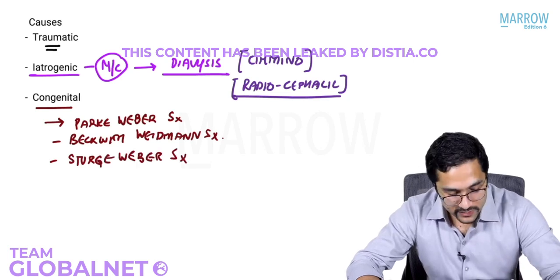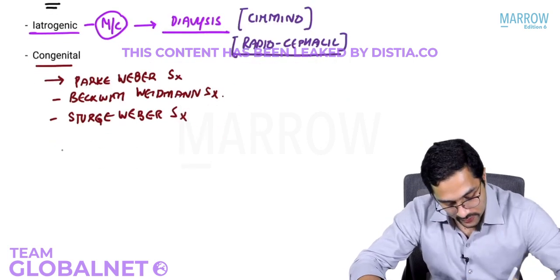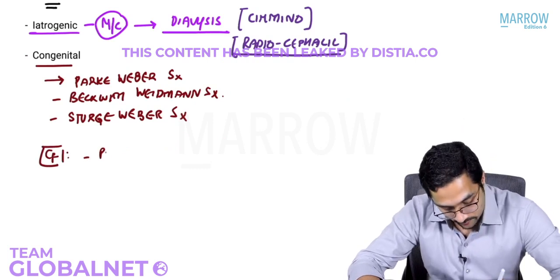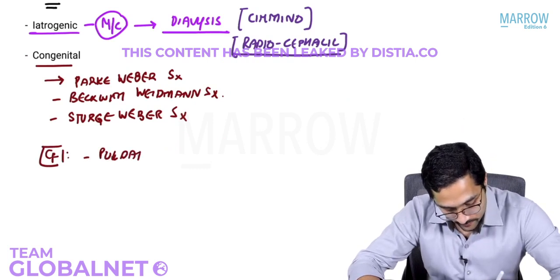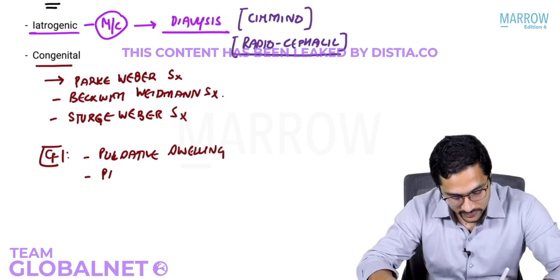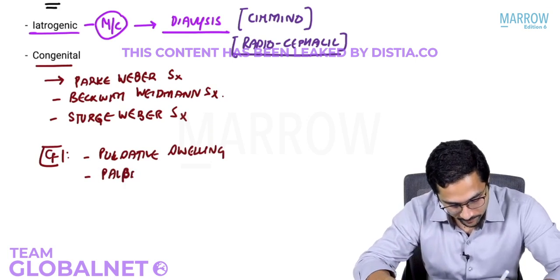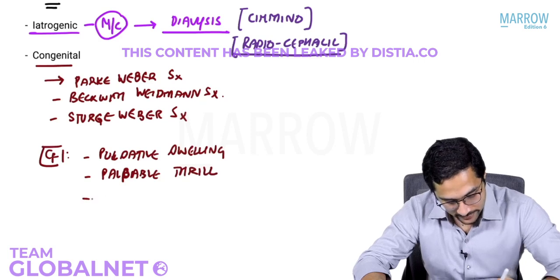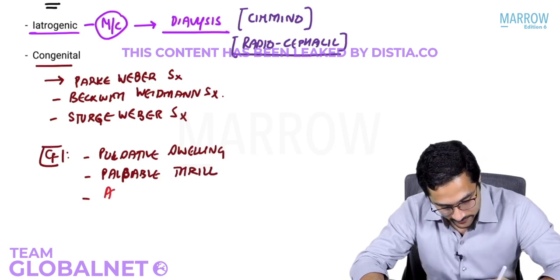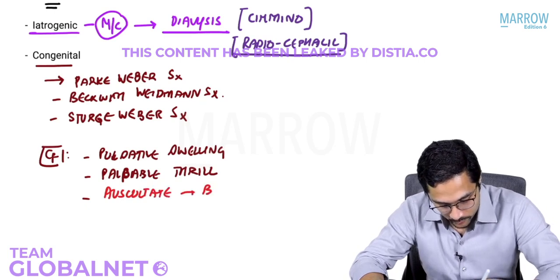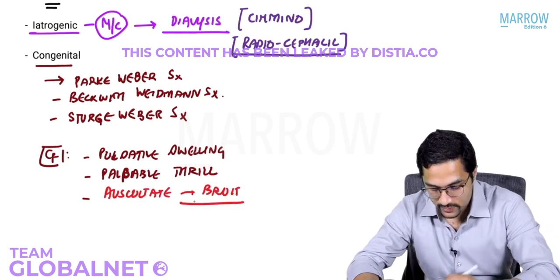Now, the clinical features of arteriovenous fistulae. These patients are going to come with a pulsatile swelling, right? There is a palpable thrill which you can feel over the swelling, and you can auscultate a bruit as well in these patients.